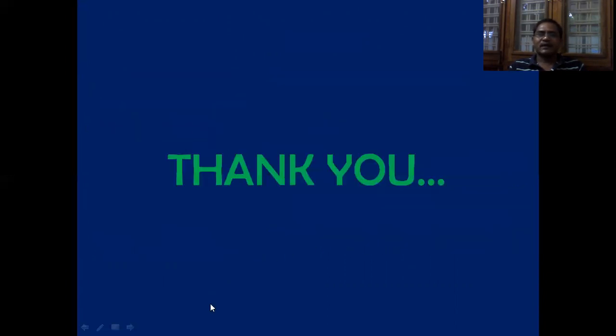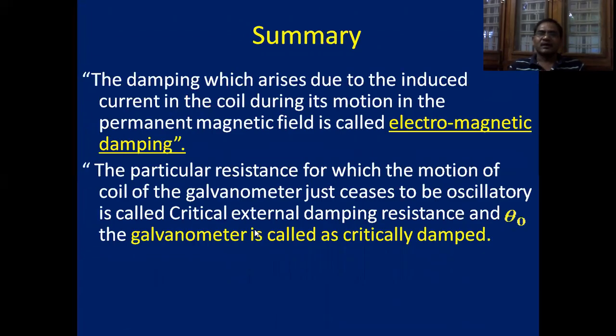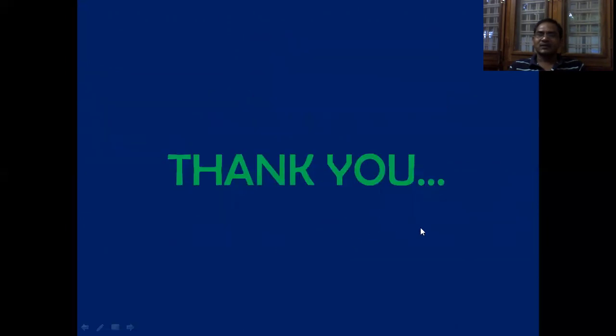So electromagnetic damping is nothing but it arises due to the induced current in the coil as it is in motion in the permanent magnetic field. The second one, critical damping, is nothing but, for a particular resistance of the circuit in which the galvanometer is connected, the galvanometer just ceases to be oscillatory, which is called critical external damping, right? So this is about this lecture.